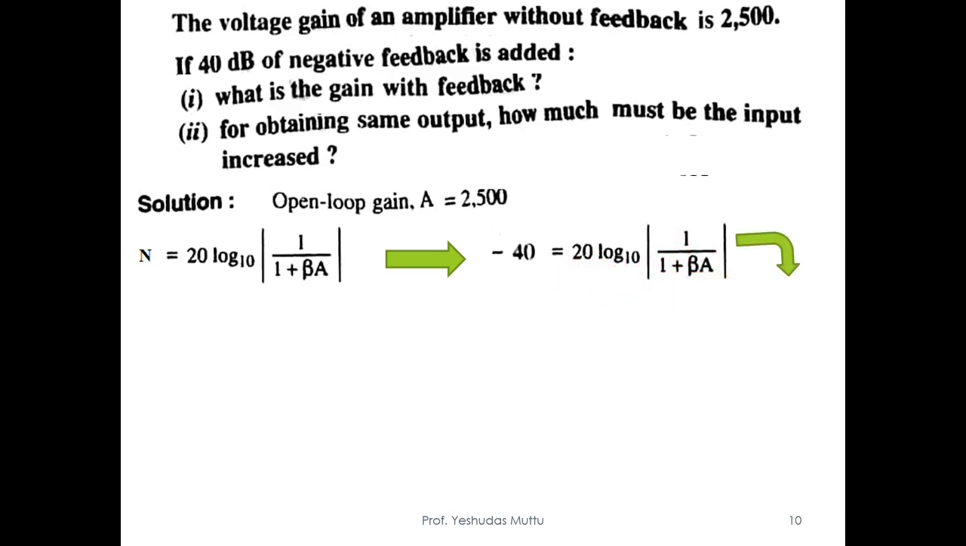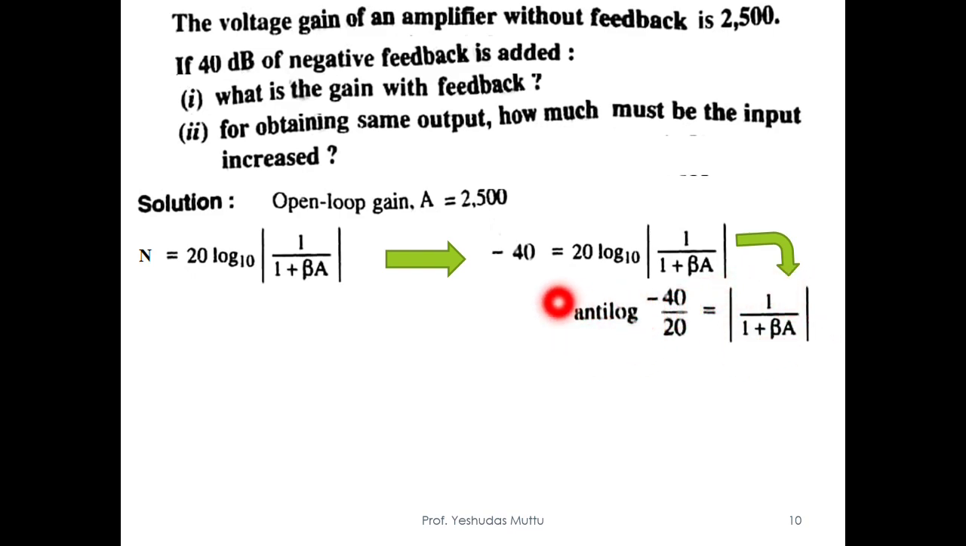Now solve this. How to solve this? This 20 will come down over here because it's multiplied. On the other side it will be divided. So it will be minus 40 upon 20. Log on one side taken to the other side will become anti-log. So it's going to be anti-log of minus 40 upon 20, which is 1 upon 1 plus beta A.